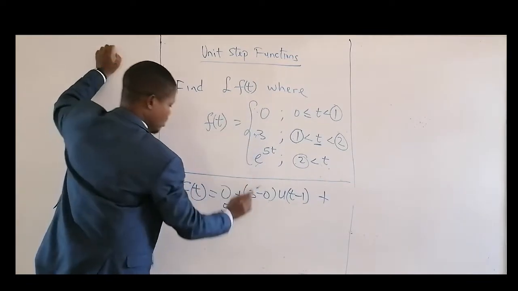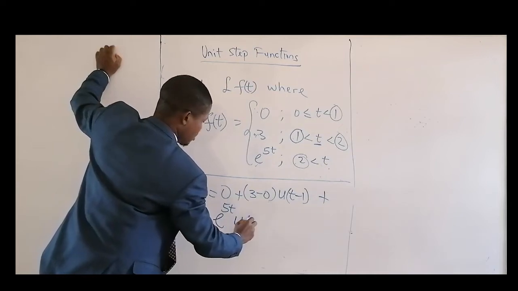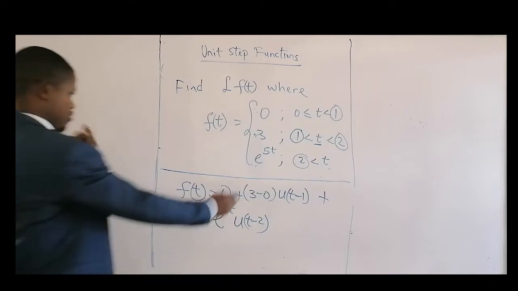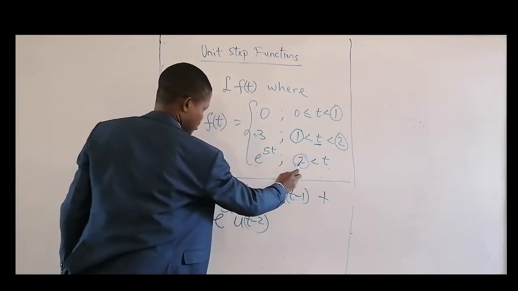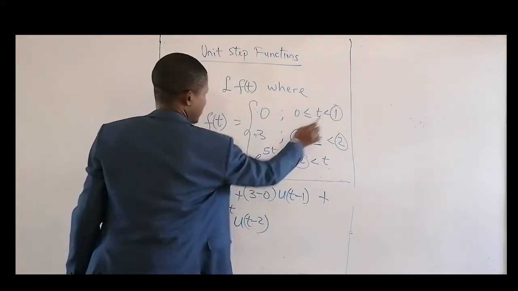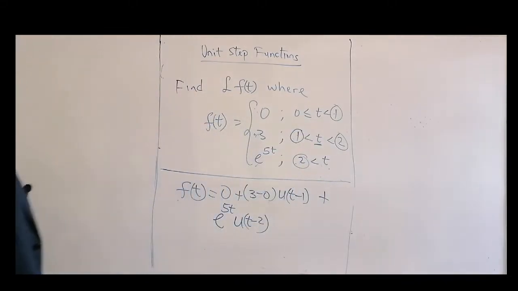It will be this one alone with the unit step function of t minus 2. So whatever you have there, this is your t minus 2, and this must be the same thing. This and this also must be the same thing. So that's what we have now.